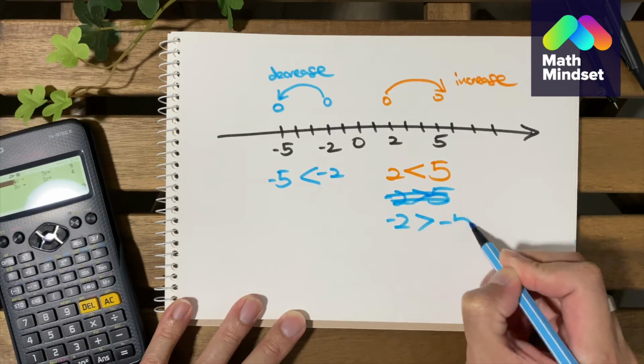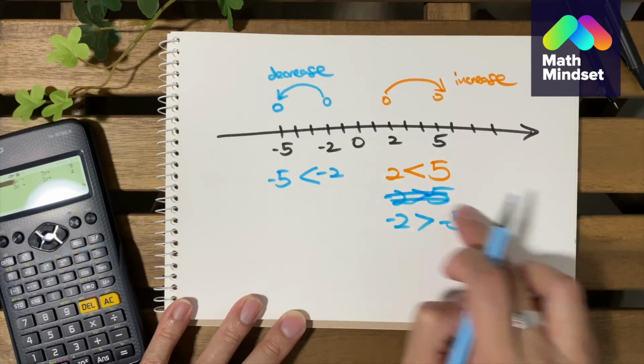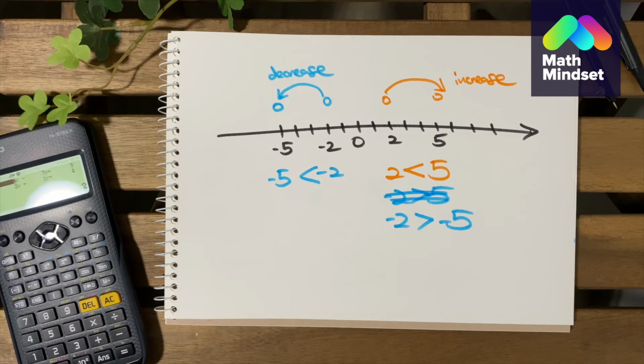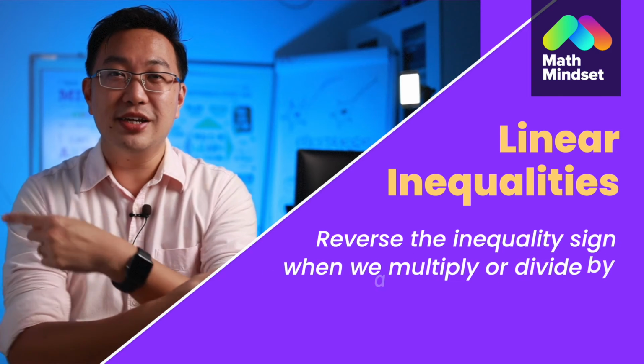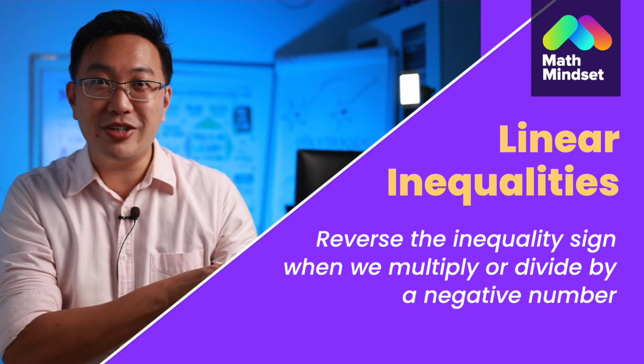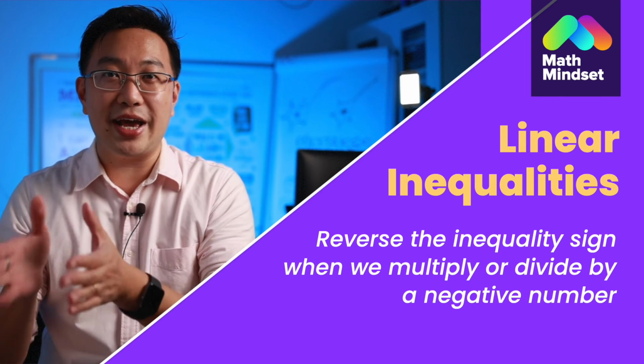So to put it in simple terms, 2 is less than 5. But negative 2 is actually more than negative 5. See, if there's a negative value and we try to increase the number, it actually gets smaller and smaller. That is why we need to reverse the direction of the sign when we multiply or divide by a negative value.